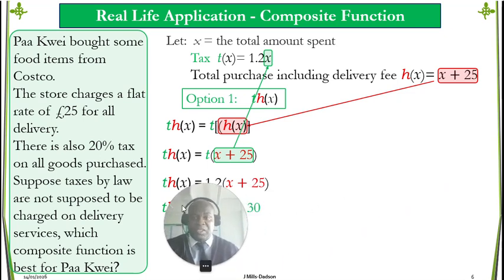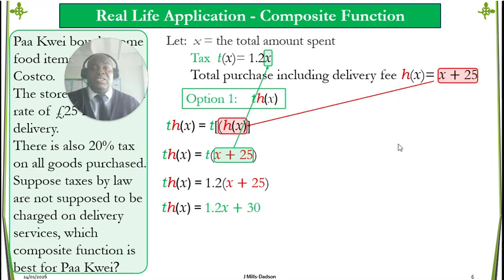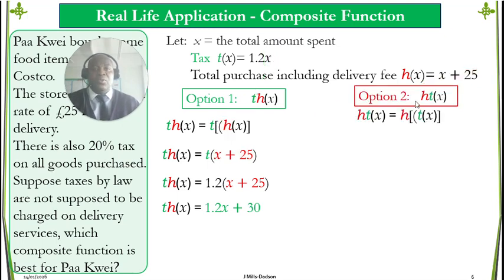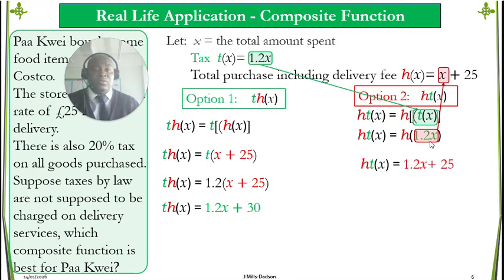Okay, now let's do the reverse. What if I do the second one, which is I start with the tax function, then I come to the purchasing function. So I'll start with the tax function, which is 1.2x, and I'm going to replace t of x with 1.2x. So I have h of (1.2x). In the h function, wherever I see x, I'm going to replace it with 1.2x. So h of t of x will now be equal to 1.2x plus 25.